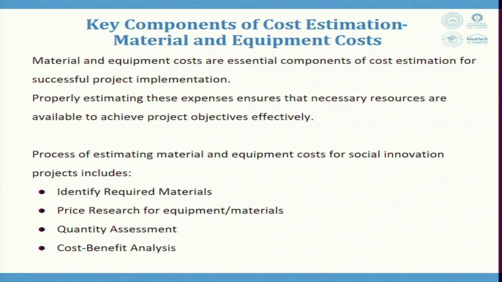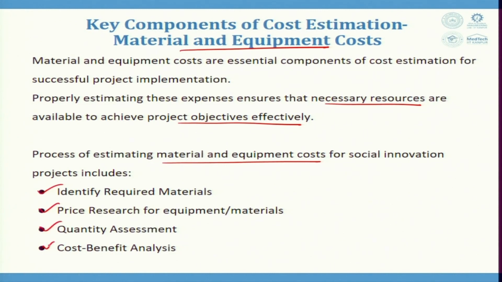Now, key components of cost estimation, that is the material and equipment cost. Material and equipment costs are essential components of cost estimation for successful project implementation. Properly estimating these expenses ensures that necessary resources are available to achieve project objectives effectively. The process of estimating material and equipment costs for social innovation includes: number 1, identify required materials; number 2, price research for equipment and materials; quantity assessment; and cost benefit analysis.